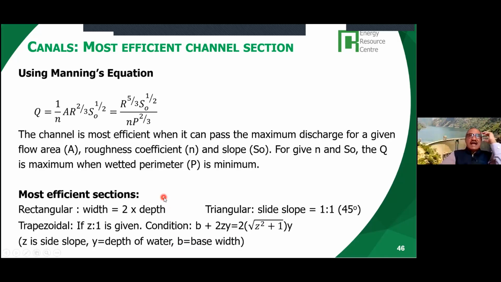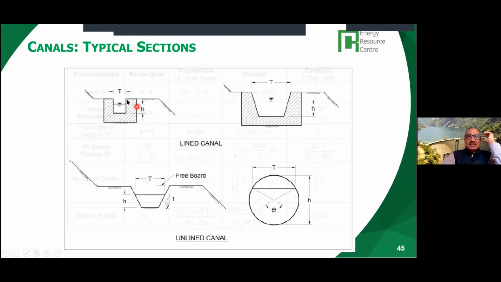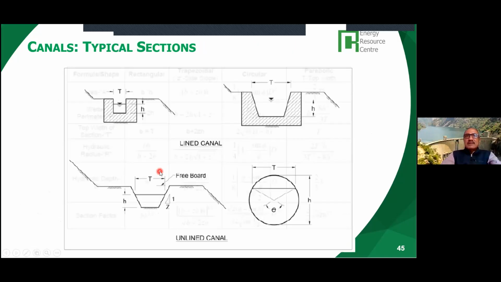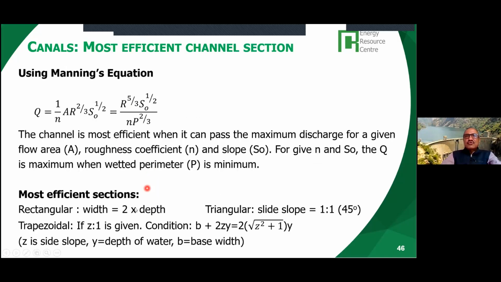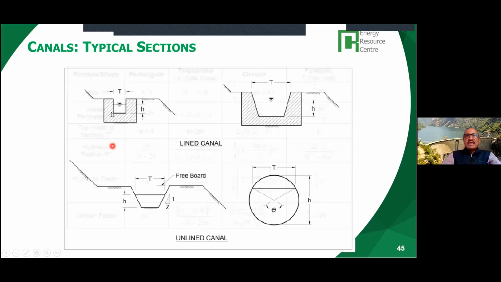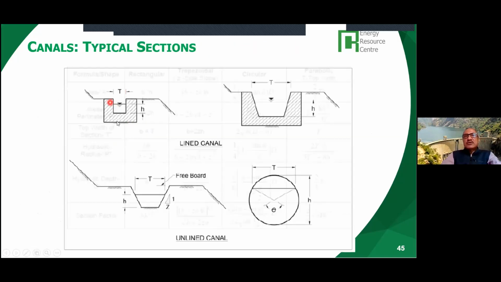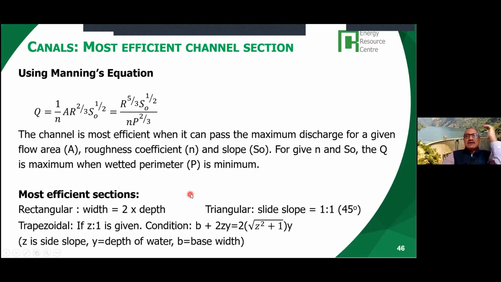So we have to find the most efficient section for different shapes. This most efficient section means the ratio of T and H. So for rectangular, the width T should be 2 times the depth of water. Then that will be the most efficient section according to this formula.